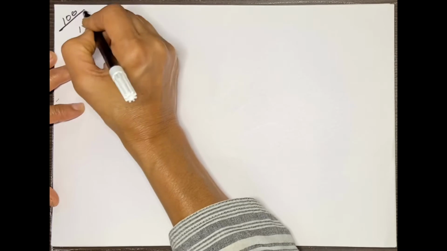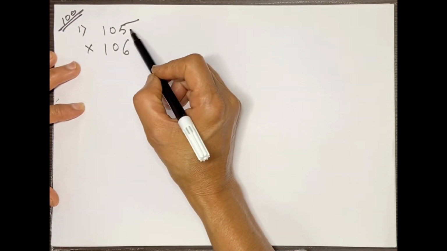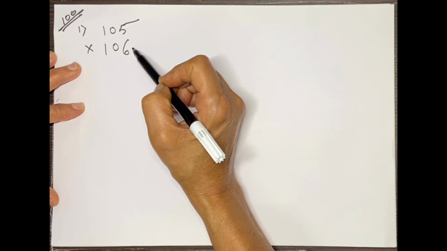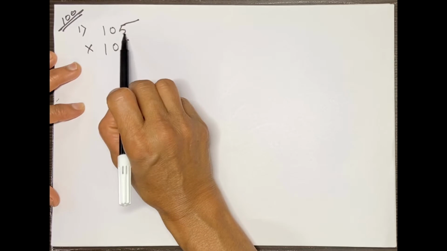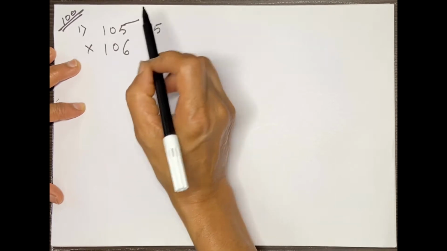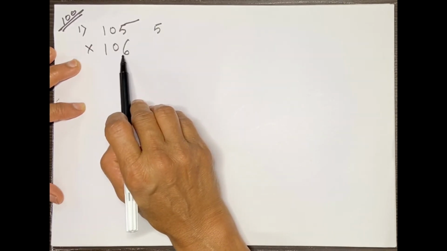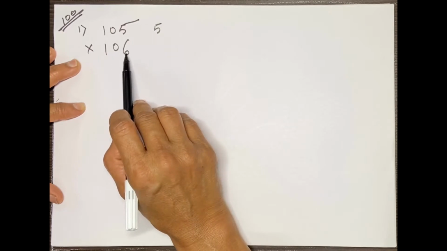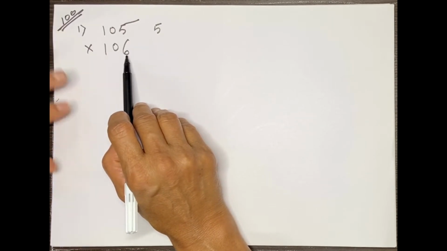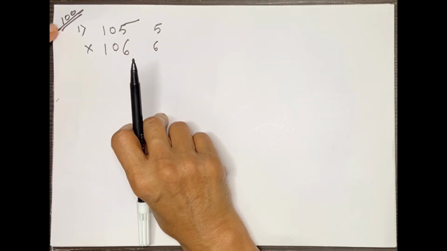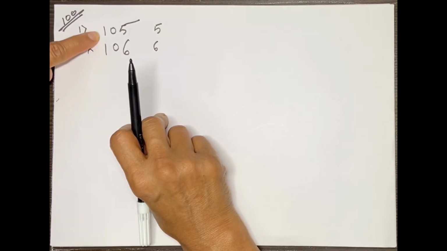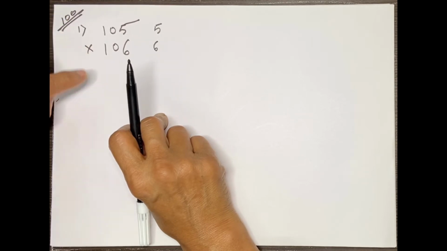My perfect base number here is 100. Multiplicand and multiplier, both the numbers are near to perfect base number 100. The multiplicand is more by 5, so I will write 5 here. The second number, the multiplier, is 106. It is more by 6 than the base number. We are writing here the difference between the base number and the actual number.